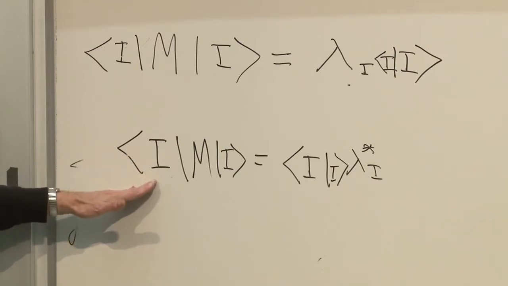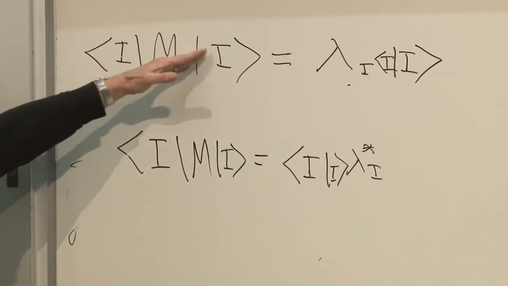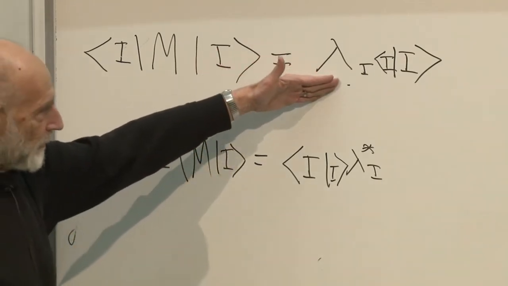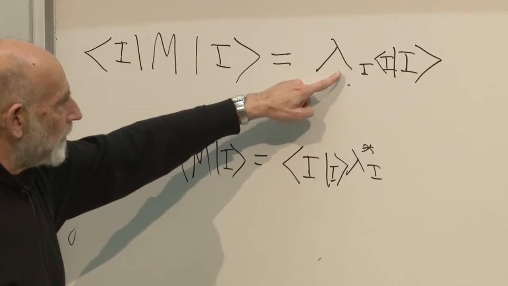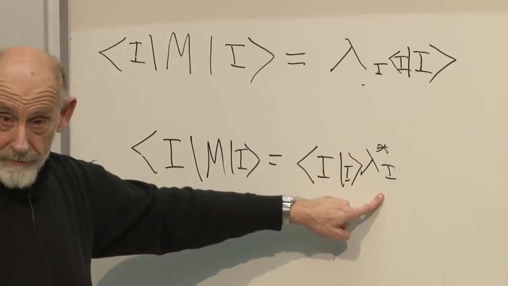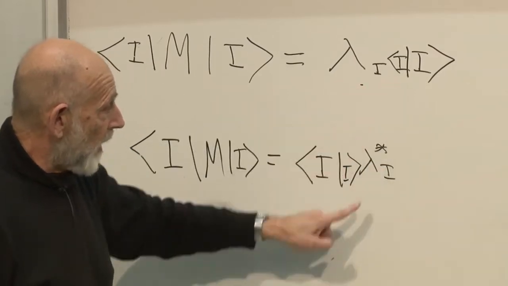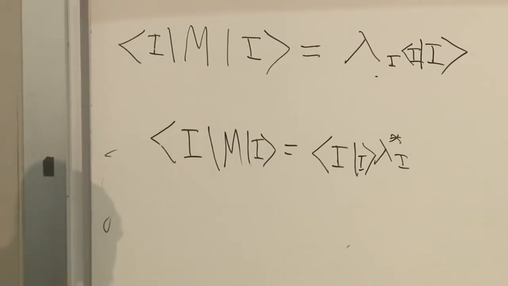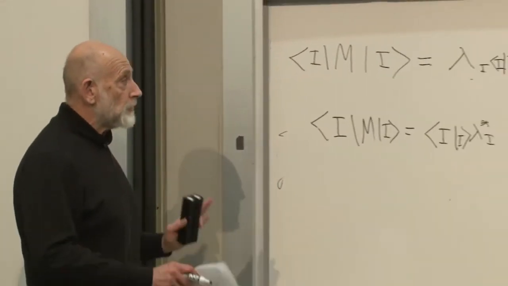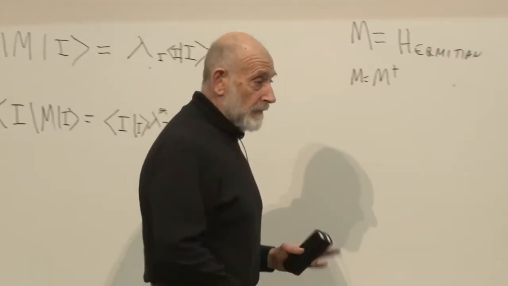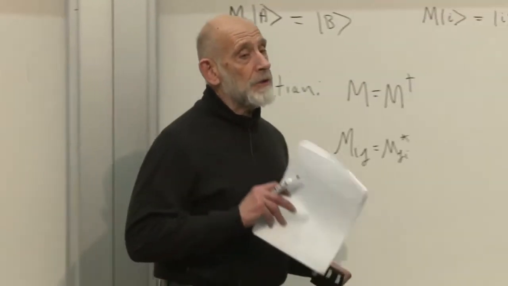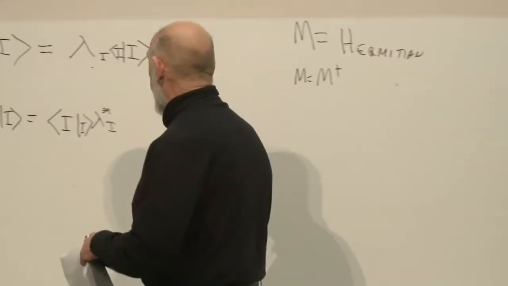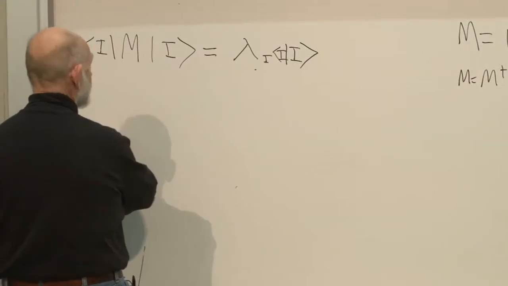This and this are obviously the same. M with I on the left and I on the right is the same as this. But this is not obviously the same, not unless lambda is equal to lambda star. I here is the same as I here. That cancels out. And therefore, we come to the conclusion that if a matrix is Hermitian, if it's equal to its own Hermitian conjugate, then its eigenvalues are equal to their own complex conjugates, and they are real. Eigenvalues of Hermitian matrices are real. That's the first step.